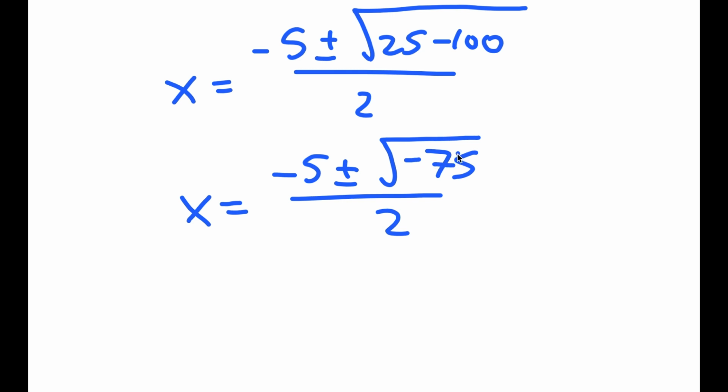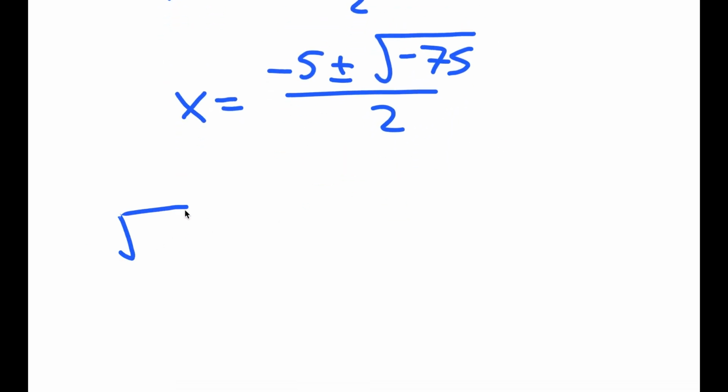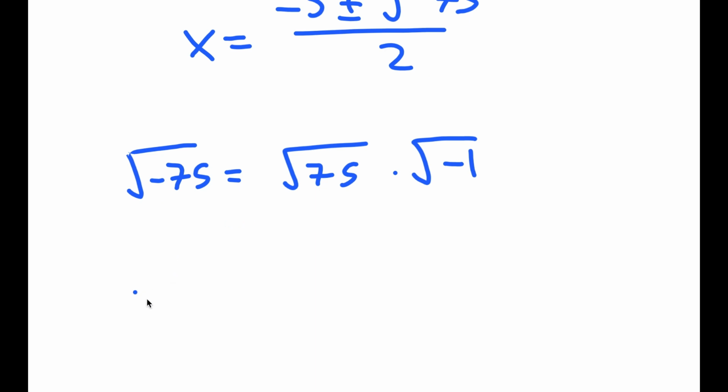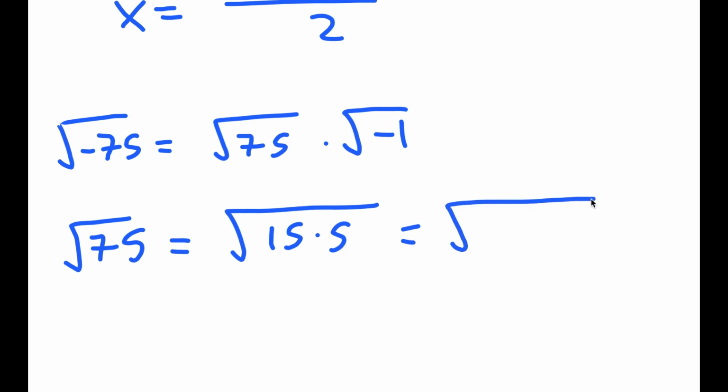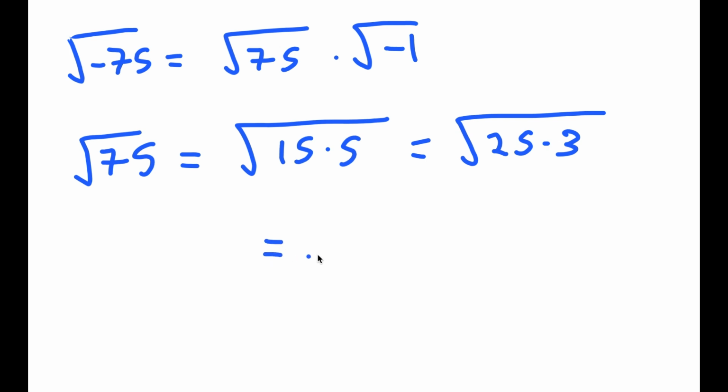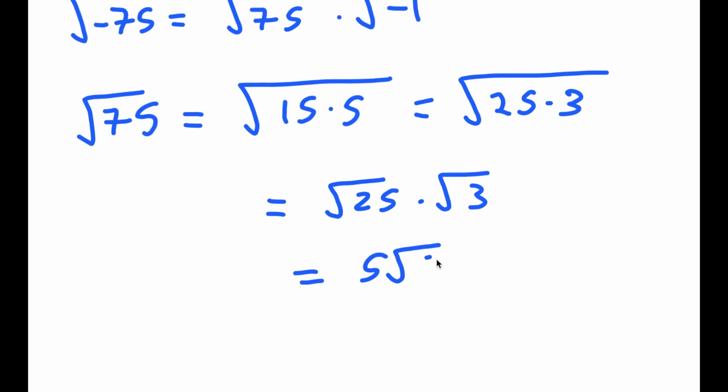Now, because we're dealing with the square root of a negative number, this is going to be an imaginary solution. So, the square root of negative 75 is the same thing as the square root of 75 times the square root of negative 1. So let's first start by simplifying the square root of 75. The square root of 75 is the same thing as the square root of 25 times 3, which is equal to the square root of 25 times the square root of 3, which is equal to 5 root 3.